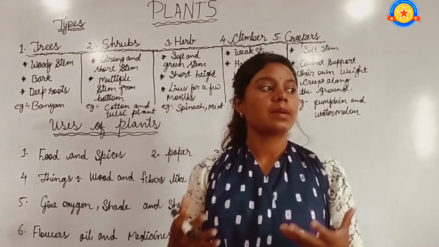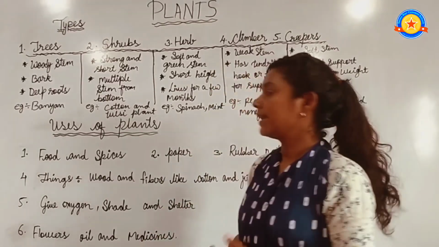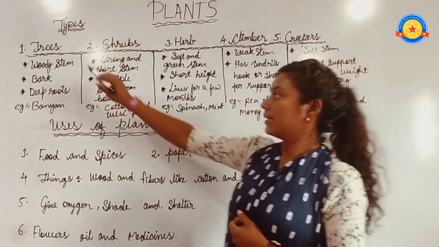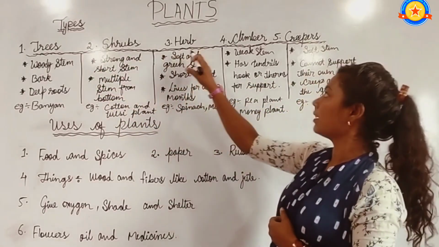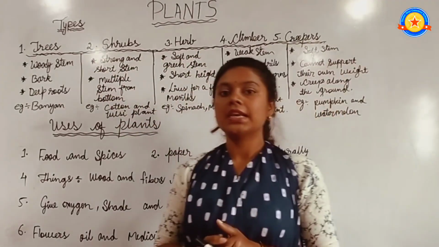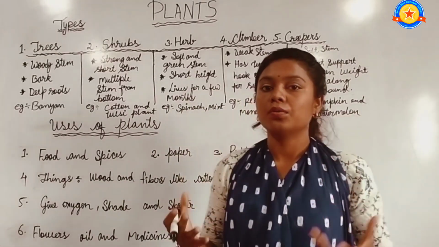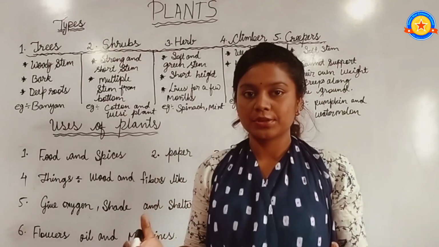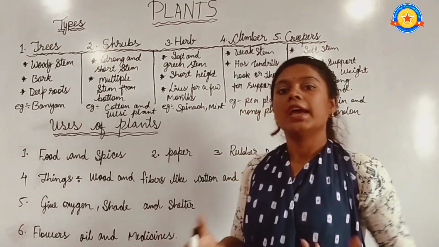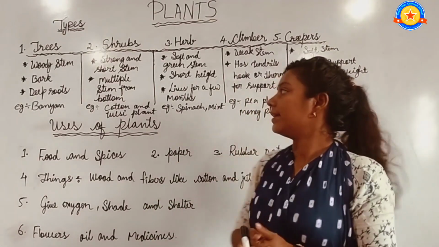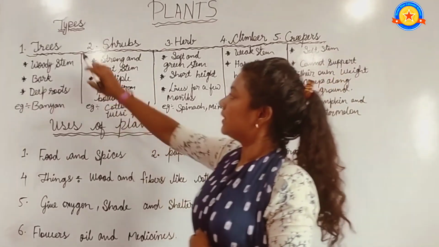If we talk about the types of plants, they include trees, shrubs, herbs, climbers and creepers. So now let's discuss what these are, where they are formed and how they are situated in the plant. Let's discuss that. First, trees.